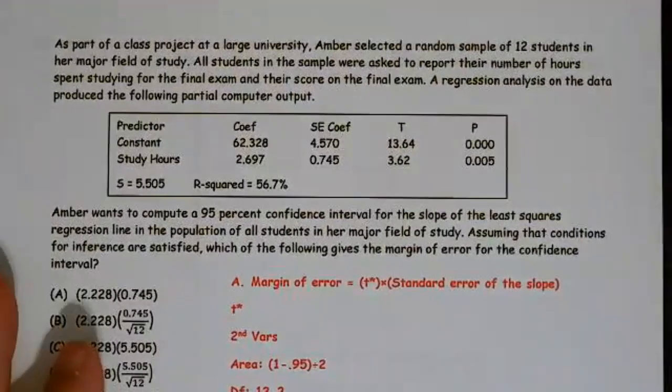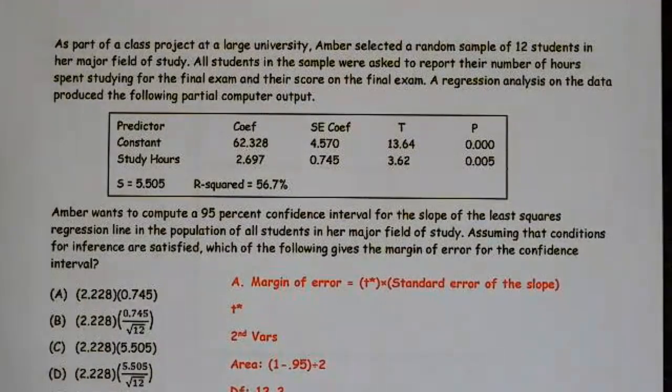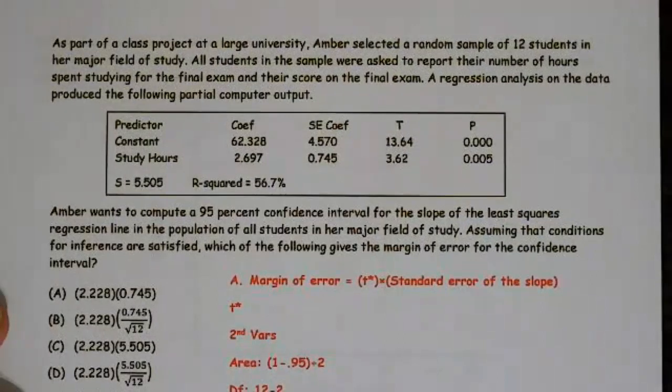As a part of a class project at a large university, Amber selected a random sample of 12 students in her major field of study. All students in the sample were asked to report their number of hours. Amber wants to compute a 95% confidence interval for the slope of the line. Which of the following gives the margin of error?